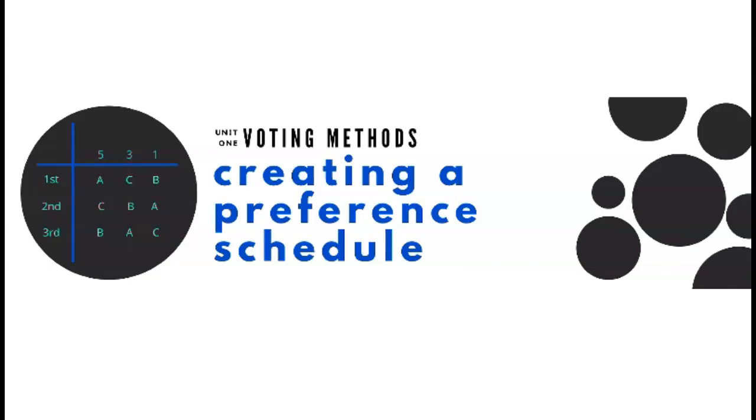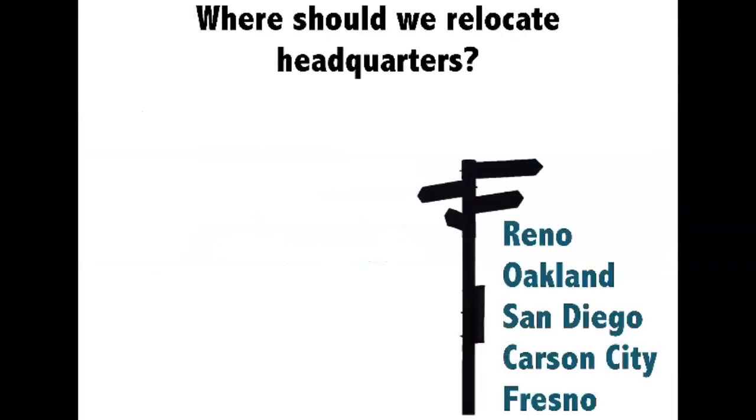In this video, we will go over how to create a preference schedule from a collection of ballots. Suppose you work for a large corporation that's relocating their headquarters. An election is going to be held among the 100 employees to determine what everyone prefers. The options are Reno, Oakland, San Diego, Carson City, and Fresno.